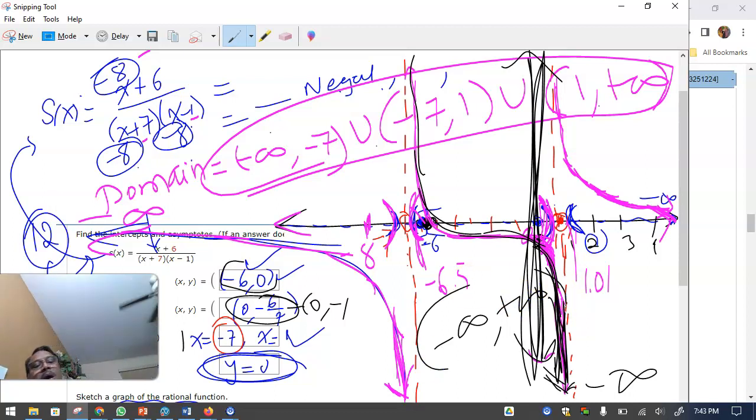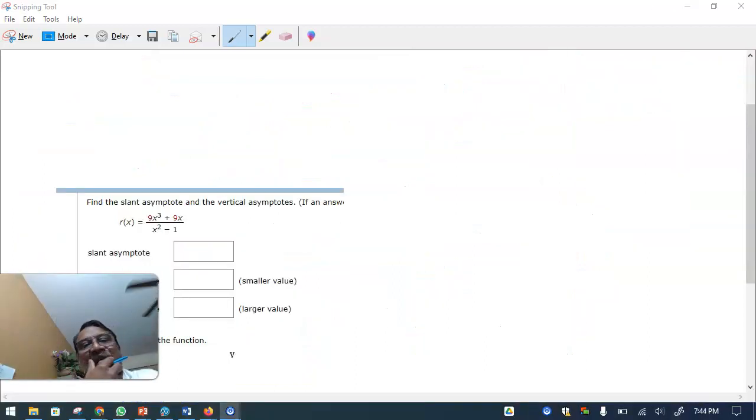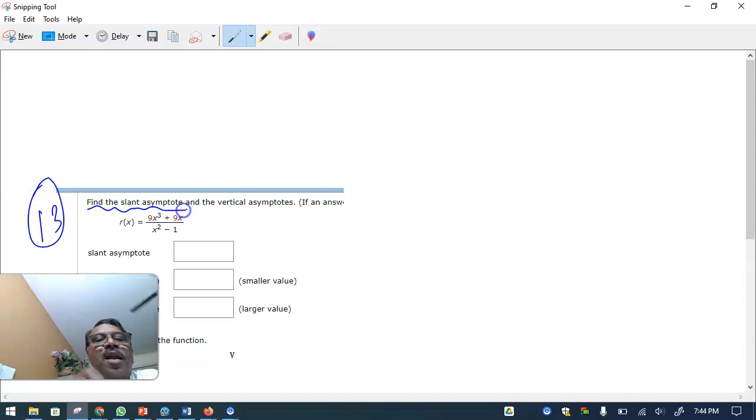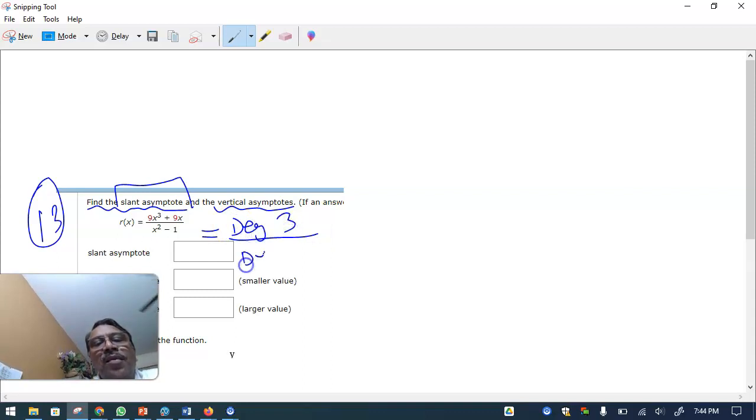So let me go directly now to question number 13, another important sketching of the graph. Okay, watch this problem. This is problem number 13, and the question is to find the slant asymptote and the vertical asymptote. The question already told us it has a slant asymptote, because if you see the numerator, the degree for the numerator is 3 and the degree for the denominator is 2. So 3 is greater than 2, and naturally it has to have one.